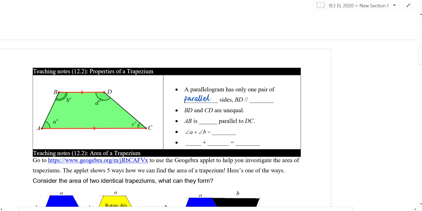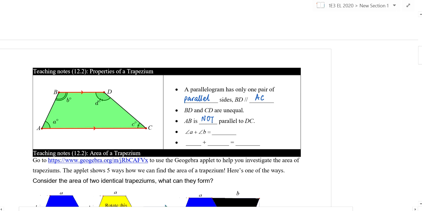So now BD, in this case, is parallel to AC. The lengths of BD and CD are unequal, because if they are equal, then we will have a parallelogram again. We say that AB is not parallel to DC.